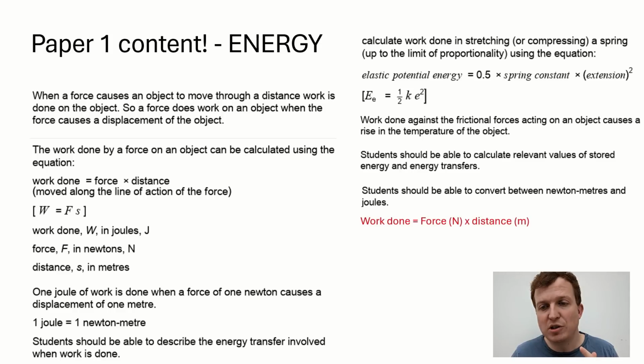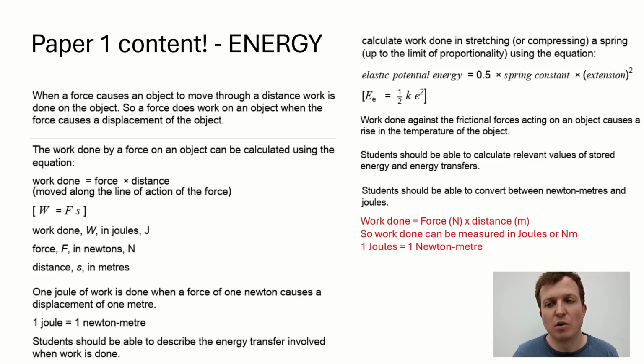When we talk about Newton meters and joules, work done equals force times distance. That means 1 joule for work done is equal to 1 Newton times meters. That's just another way of saying that. It's just like saying Newton meters. So 1 joule is 1 Newton meter. It's your alternative unit for energy, basically.